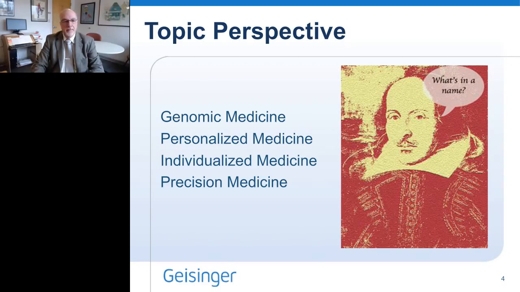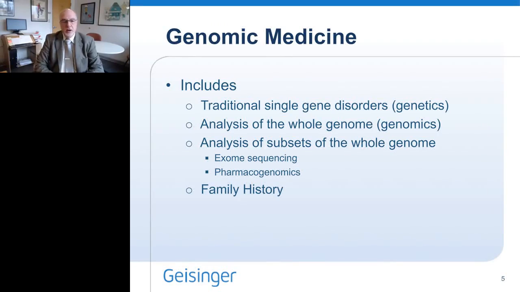Genomic medicine, which is primarily what I'm doing, includes traditional single gene disorders, or what we used to call genetics, or still call genetics for that matter, the analysis of the whole genome, which is genomics, also analyses of subsets of the whole genome, which would include the exome or the pharmacogenome, but also importantly includes family history, which, even in the era of next generation sequencing, is critically important in terms of understanding and contextualizing risk for an individual patient's development of a condition.